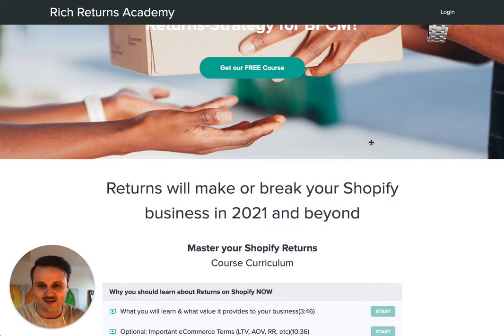So returns will really make or break your Shopify business at some point. It might be 2020 for some merchants, might be 2021 for others, or 2022. But if you look at the huge competition from Amazon and how they offer an easy returns experience, it's important to really think deep about returns because customer acquisition is getting more expensive. I've personally talked to a lot of merchants over the past weeks, and they told me that their CAC has increased significantly. For some, it was like 40-50% that they're spending more in Facebook ads to acquire customers.